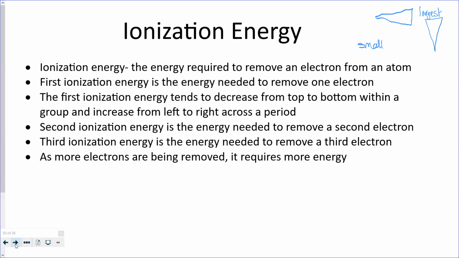So if it's something that is going to lose 3 electrons, the second ionization energy takes more energy to remove that second electron than the first one did. That third ionization energy is going to take more energy than the second or the first. So as they remove more electrons, it gets harder and harder to remove them, requiring more energy.